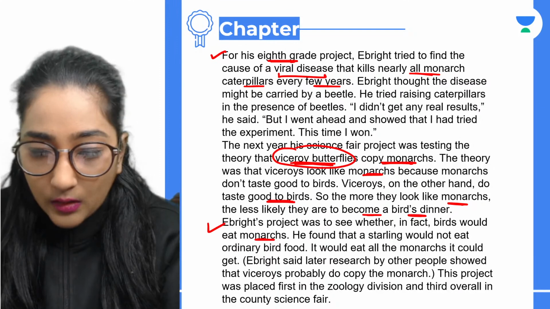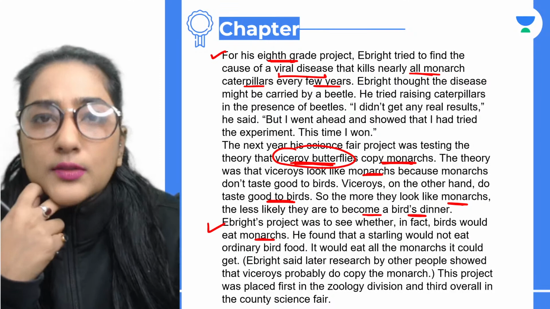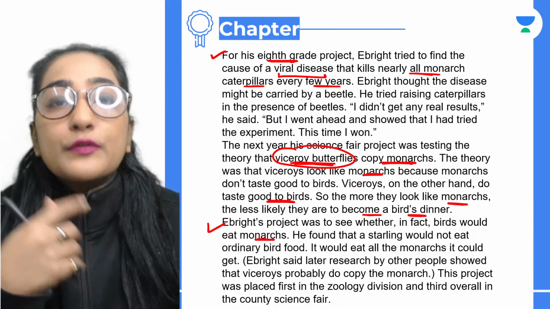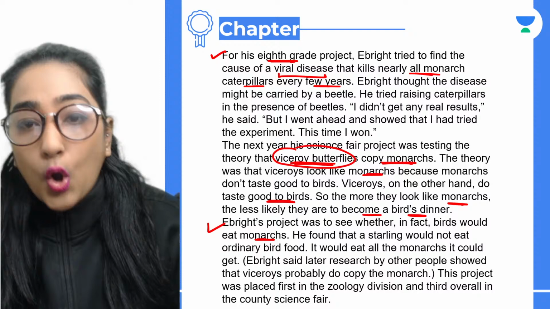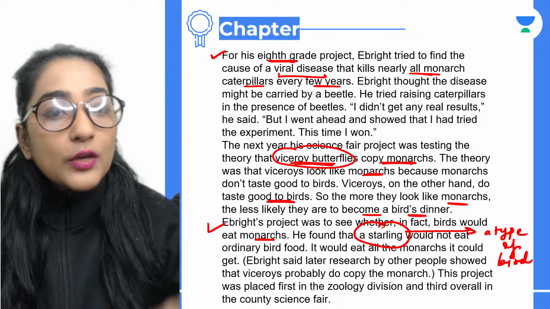Okay, here we go. So now, guys, what are we talking about here? Ebright's project was to see whether in fact birds would eat monarchs. So Ebright started working on a project wherein he wanted to know if the birds would find the monarch butterflies tasty or if they are going to eat monarchs or not. Now he found that starling is a type of bird, and it would not eat ordinary bird food.